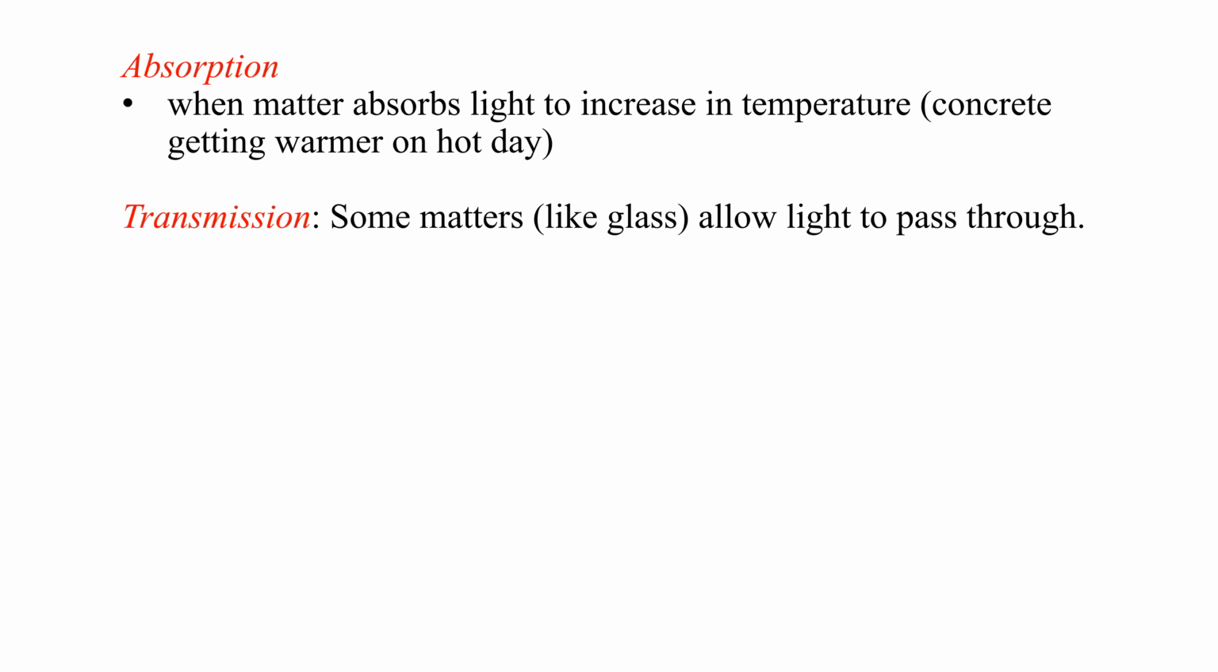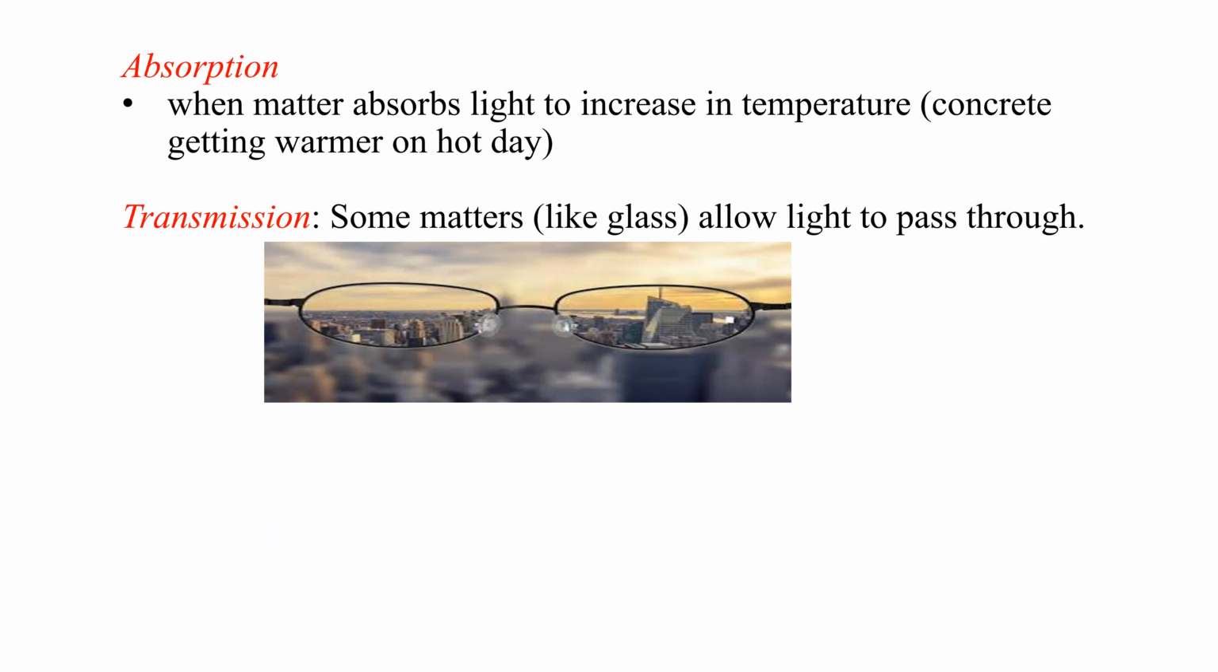Transmission: some matter, like glass, actually allows light to pass through. Here you can see that the way the material is made, light is able to go straight through these glasses, and as a result, you're able to see what's on the other side of it.